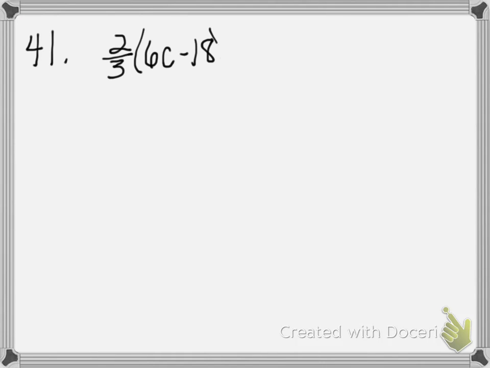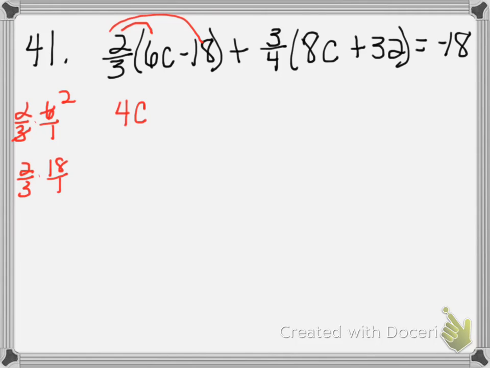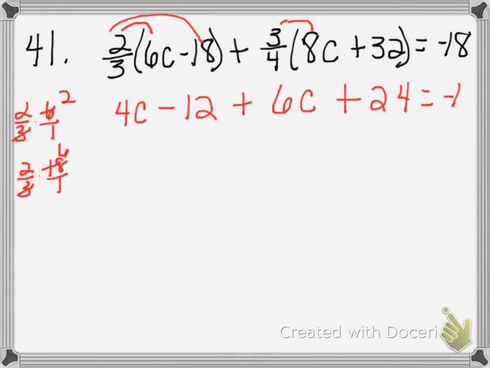Here's number 39 done for you, so you can check to make sure you're doing it correctly. And here's number 41. Now, on number 41, you're multiplying 2/3 times each term in the parentheses. If you need to go to the side and multiply 2/3 times 6, then you cross reduce and you'll get 4, and there's a C, so it's 4C. Then I'm going to go to the side and multiply 2/3 times 18, cross reduce, and I get a negative 12. Now you try it on the other one.